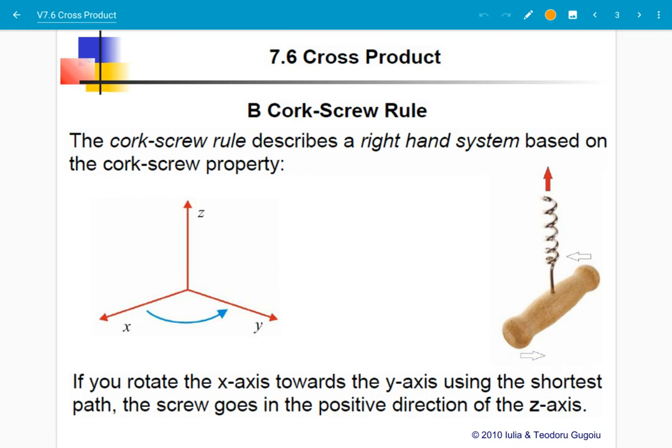The other way to think of it is if you're taking something and tightening it with your hand and turning it a certain way, your thumb points in the direction that we're talking about.